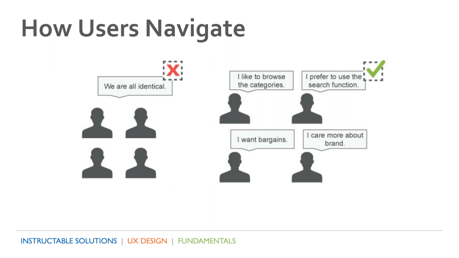their own path. Some users like to browse categories, jump to search. Specifically, they want bargains, or they're looking more for brand information. These are just some of the examples of how users navigate. So it behooves us to spend the time and determine who our users are and create navigation structures that cater to those behaviors.